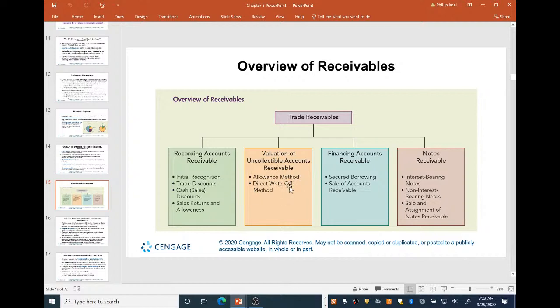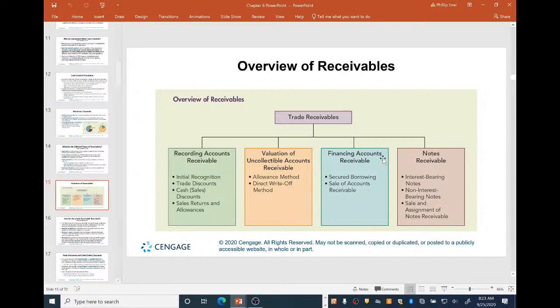This does not go with the matching, because the direct write-off, we just write it off. It could be in a period other than the sale. The allowance, we're just going to account for it based upon the income statement or balance sheet amounts, and we'll get to that later. Financing accounts receivable, we can either do a secured borrowing based upon our overall accounts receivable, or we could actually sell them or factor them out. Notes receivable, interest bearing notes, non interest bearing notes, and sale and assignment of a notes receivable.